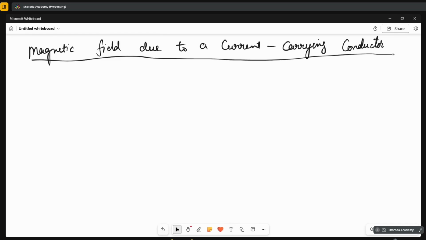Magnetic field due to a current carrying conductor. Any current carrying conductor will produce the magnetic field. So, for example, if you take a wire, if you consider a wire, the current will flow in this direction, in the downward direction.